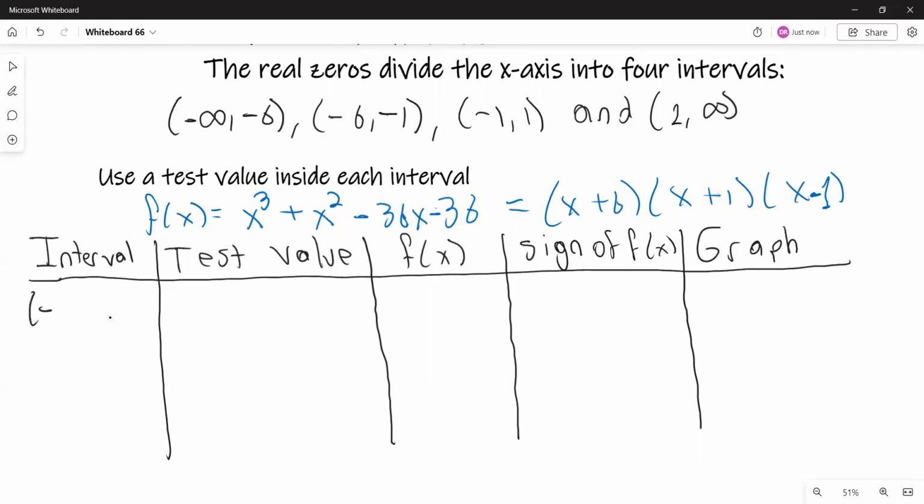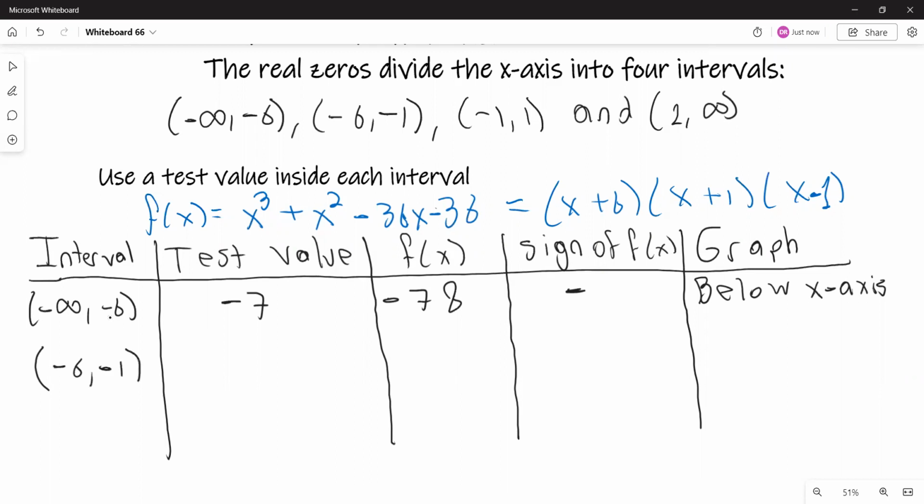So let's start with negative infinity to negative 6. The test value I can think of is negative 7. If you evaluate f at negative 7, I'm just going to write the answer. It's going to be negative 78, which is negative. If it's negative, the graph is going to be below the axis. And it's not only going to be negative at negative 7, it's going to be negative at every point in that interval. It's not going to become positive before becoming 0 first.